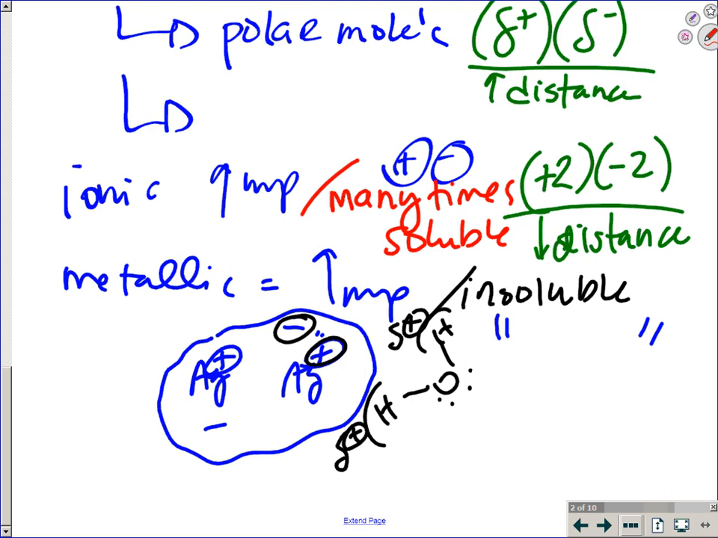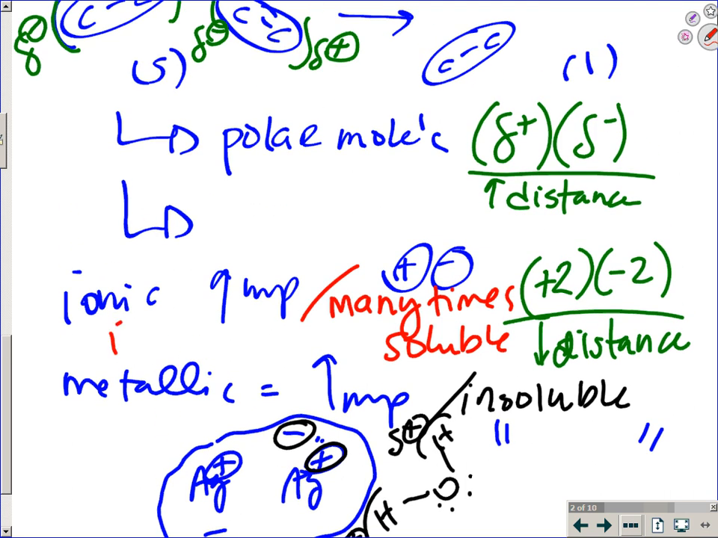Now, dissolve and ionize are 2 different things. This one will ionize, right, to make ions. This will not do anything. What will water do to polar molecules?